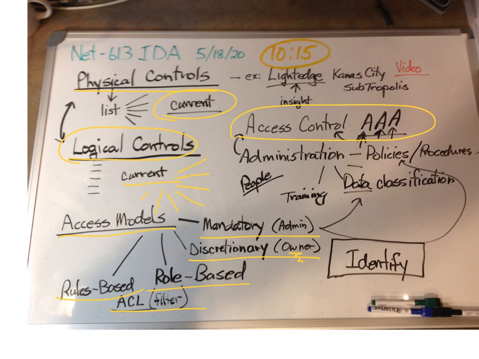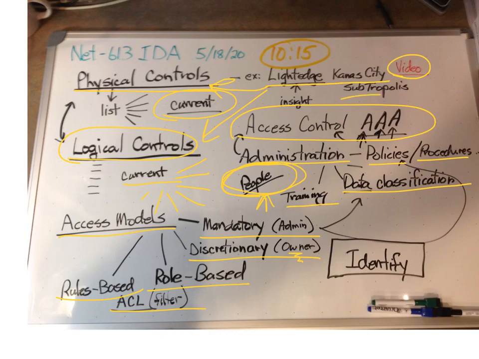Access control is typically determined by the administration. They create policies and procedures. We need to classify the data. People need to be trained. In fact, the whole thing rests upon people. We talked about culture and so forth. Oh, we did, if you do a search on Light Edge in Kansas City, they have a little video that talks about some of the physical and logical type controls that they do to keep people out of their Subtropolis data center.